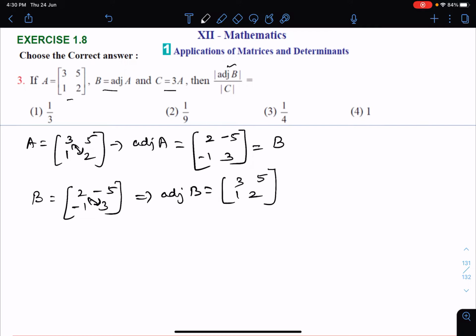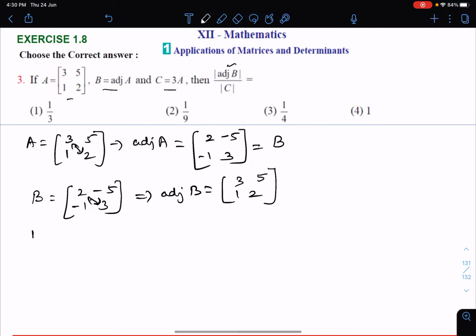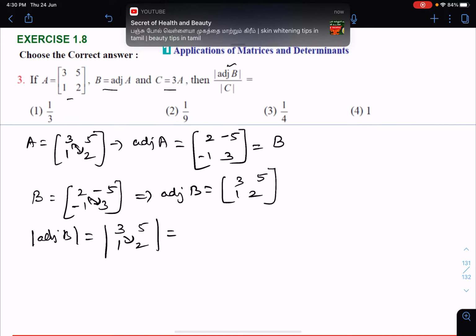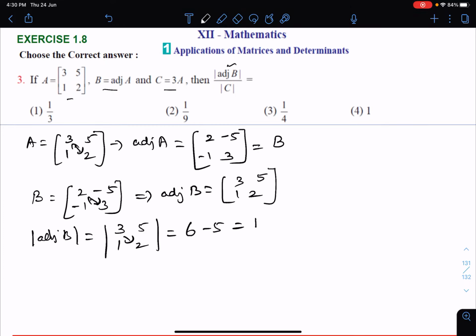And next you have to find from this the determinant of adjoint B. Taking determinant 3, 5, 1, 2, expanding, you get 3 2s are 6 minus 5, that is equal to 1. Therefore determinant of adjoint B is 1. So this is the numerator. You keep it as 1.